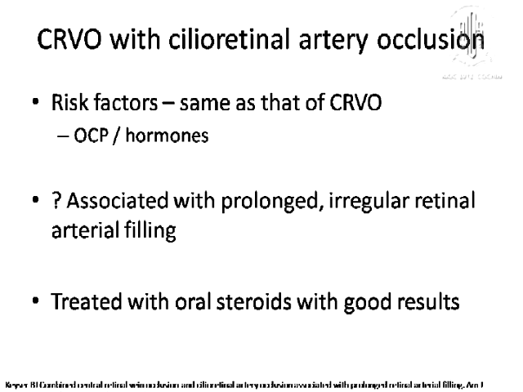Risk factors are pretty much the same as that of central retinal vein occlusion. We need to consider these, which are something which can be common in the younger population. So we need to ask for the use of oral contraceptive pills and also hormonal treatment. Many of our younger population have infertility problems and they are on hormonal treatment. So it may be associated with prolonged irregular retinal arterial filling. If you were to do a fluorescein angiogram, this has been found in one of the trials. And some of these patients, particularly young patients, can be treated with oral steroids, resulting in good visual results.